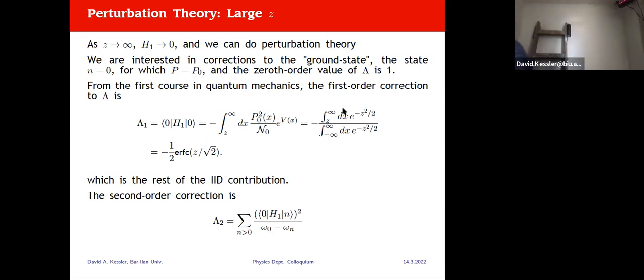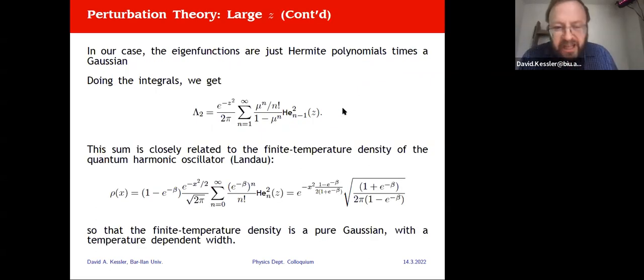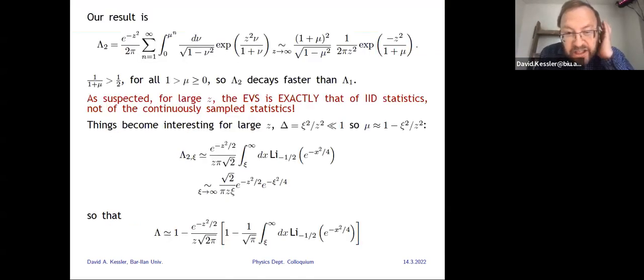The 0th order answer is 1. The next order answer is we take our interaction Hamiltonian, sandwich it between the ground state, and we get our IID answer. Then the next answer, the non-trivial part, is that it's just a sum with the energy denominators. You do the thing, you get a beautiful sum involving Hermite polynomials, and you do the asymptotics, and what you find in the end of the day is that lambda is 1 minus our friend, the IID answer, with a correction.